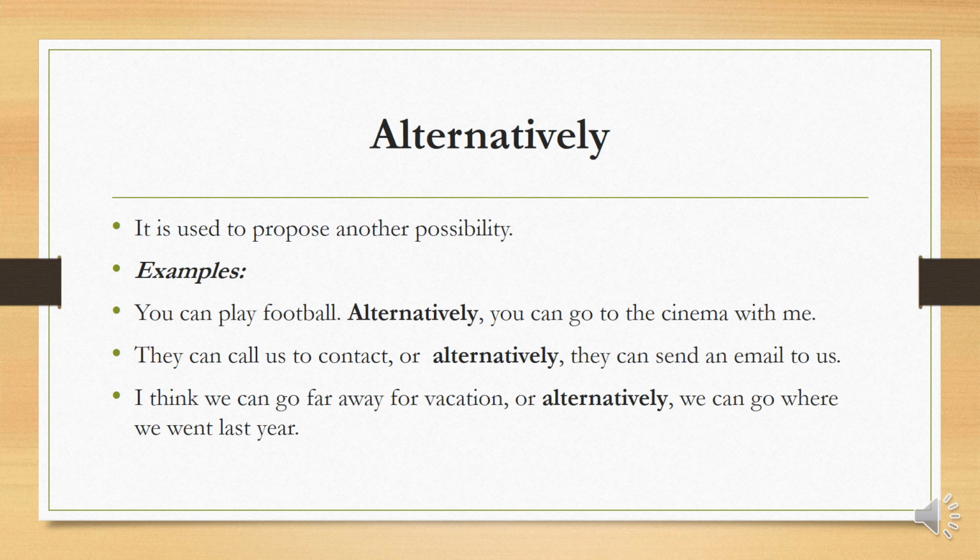Alternatively is used to propose another possibility. For example, you can play football. Alternatively, you can go to the cinema with me. They can call us to contact, or alternatively, they can send an email to us. I think we can go far away for vacation, or alternatively, we can go where we went last year.